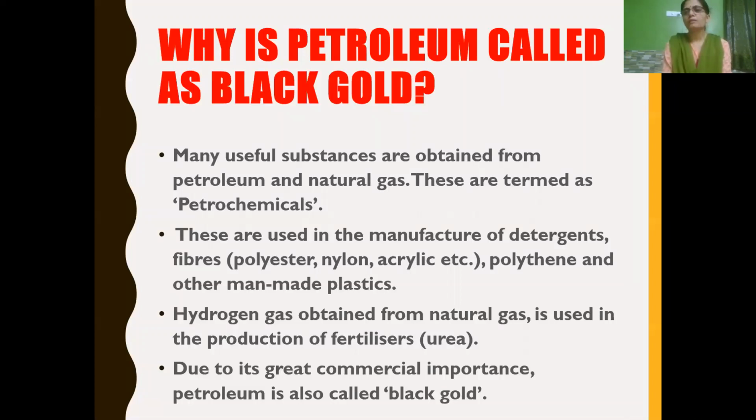These petrochemicals are used in the manufacture of detergents, fibers, especially artificial synthetic fibers like polyester, nylon, acrylic, etc., and polythene and other man-made plastics. Hydrogen gas, which is obtained from natural gas, is used in the production of fertilizers. Due to these different commercial importance, petroleum is also called black gold.